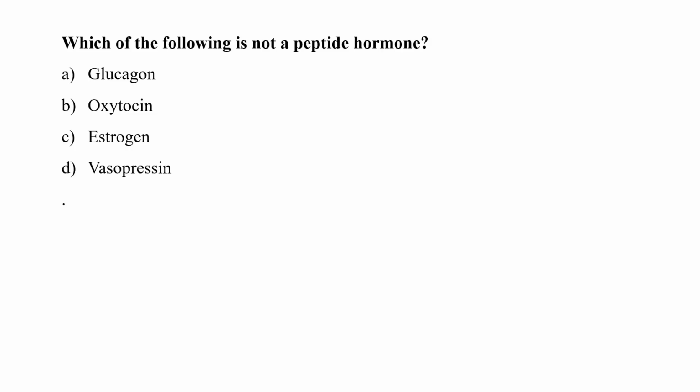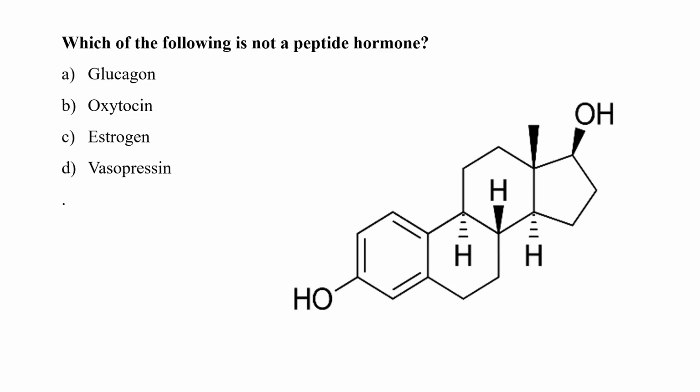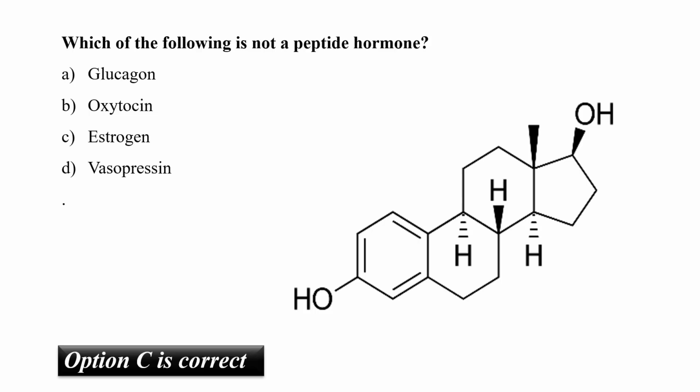Which of the following is not a peptide hormone? Glucagon, oxytocin, estrogen, and vasopressin. It's very simple. Estrogen is an example of a steroidal sex hormone which is present in females, so it has a steroidal skeleton. So option C is the correct answer.